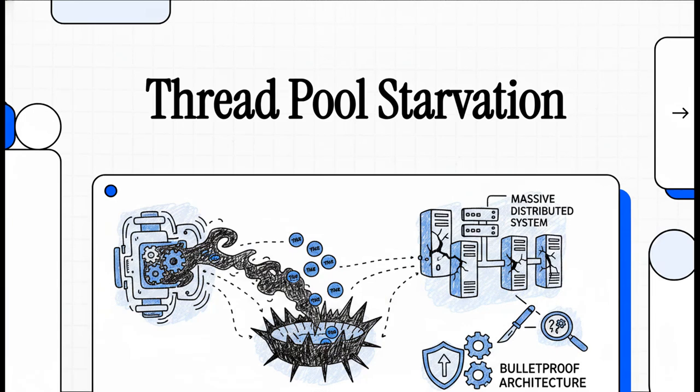Welcome to the Explainer. Look, today we're doing a forensic autopsy on a silent, system-destroying anomaly. I'm talking about thread pool starvation. It's this hidden back-end killer that can take down massive distributed systems without making a sound.